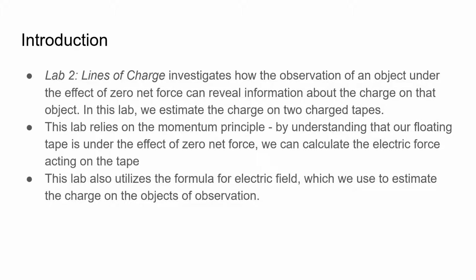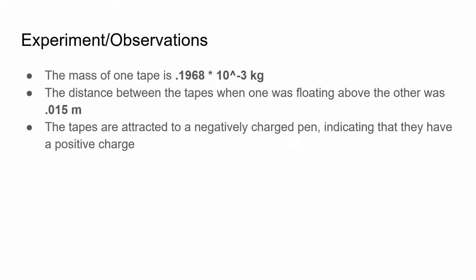And then this lab also relies on the formula for electric field, which we use to estimate the charge on the object's observation. The mass of one tape is 0.1968 times 10 to the negative 3 kilograms, or 0.1968 grams. And the distance between the tapes when one was floating with the other was 15 centimeters. The tapes are attracted to a negatively charged pen, indicating that they have a positive charge.